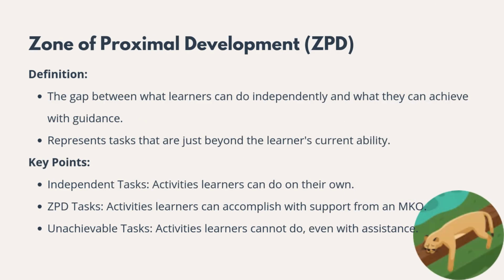The ZPD is the gap between what learners can do independently and what they can achieve with guidance. It represents tasks just beyond the learner's current ability. Key points include: independent tasks are activities learners can do on their own. ZPD tasks are activities a learner can accomplish with the support of a more knowledgeable other, like a teacher or peer. Unachievable tasks are activities a learner cannot do, even with assistance.